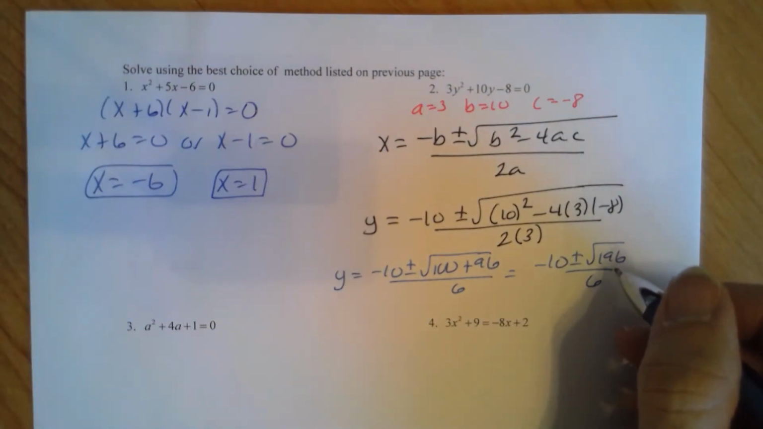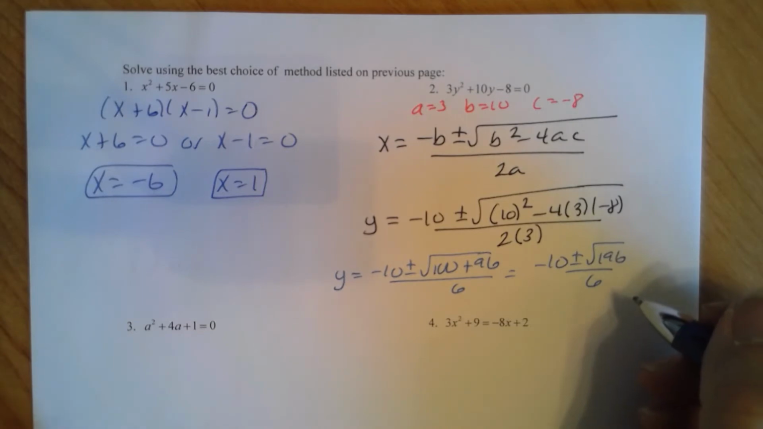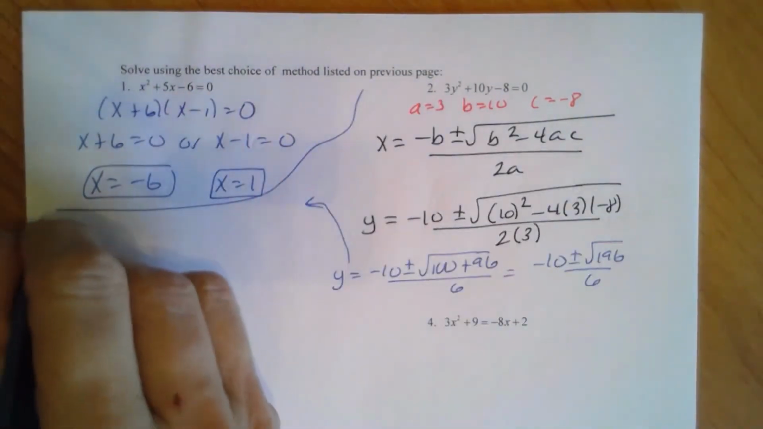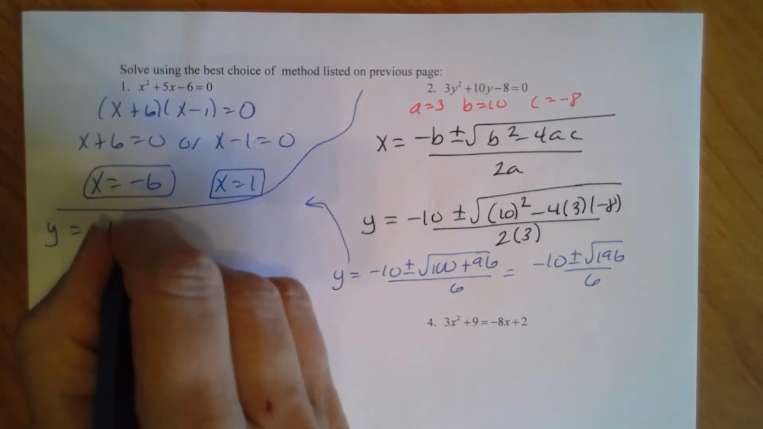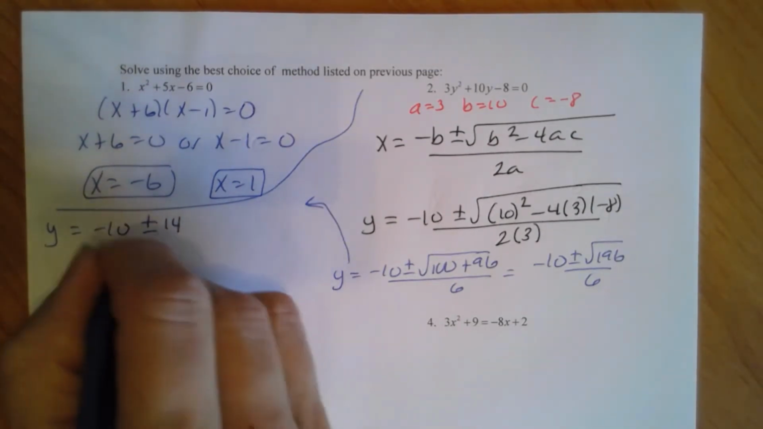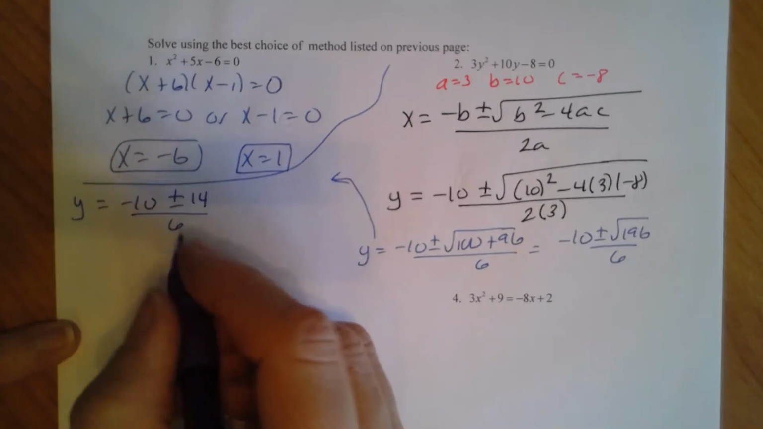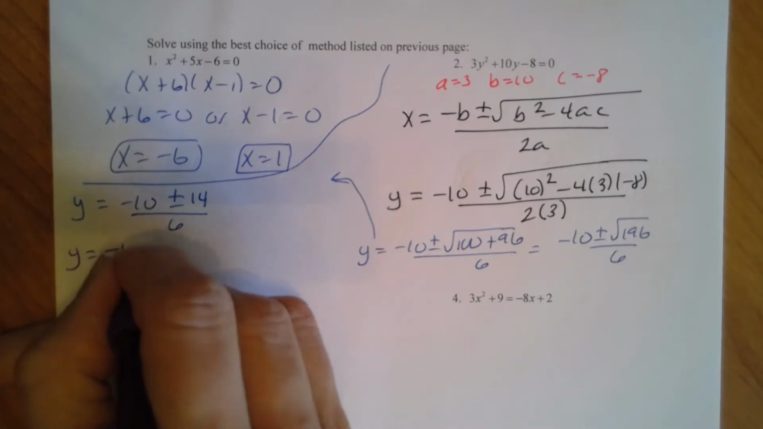Now some students might think they're done, but you have to see if you can reduce the square root of 196. And you can. The square root of 196 is 14. So I'm just going to come over to this side now, and we're going to have y equaling negative 10 plus or minus 14 all over 6. Don't stop there. You're not done. Because your radicals completely disappeared, you should be able to break it up into the two answers.